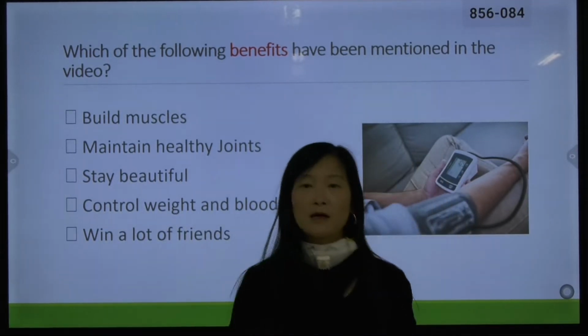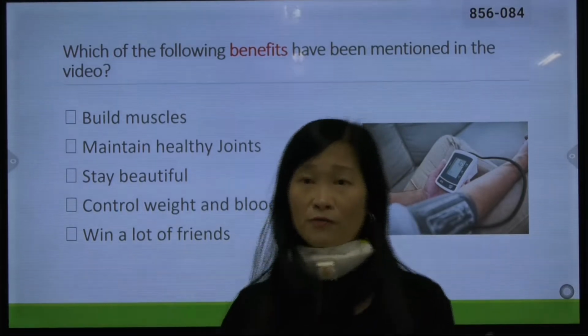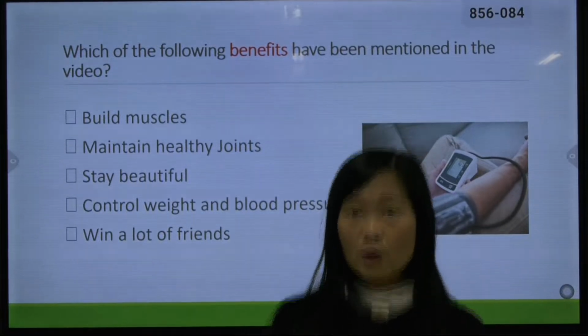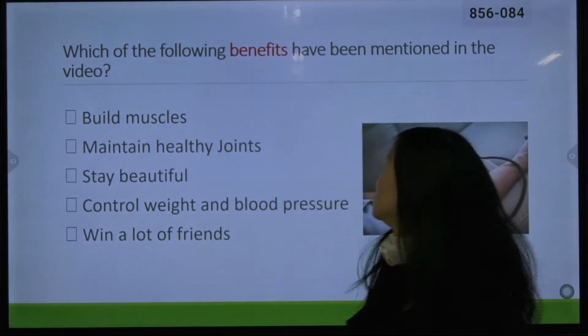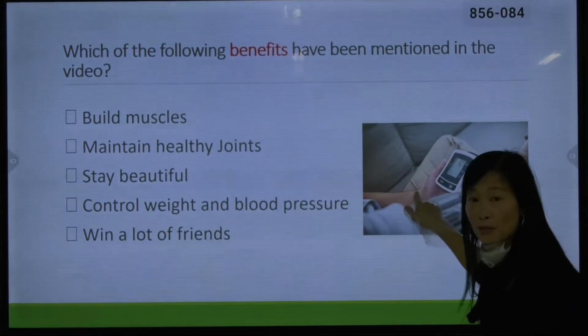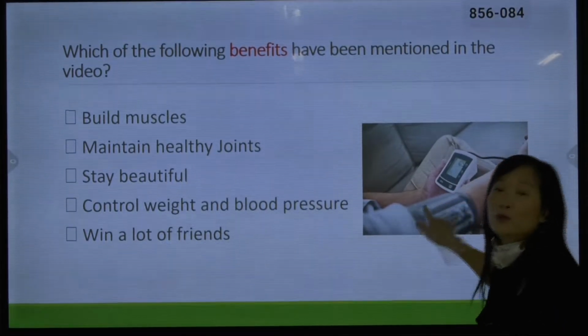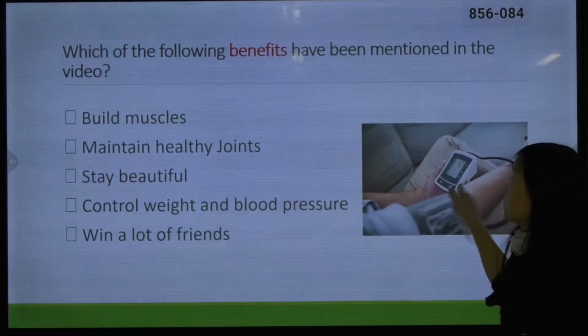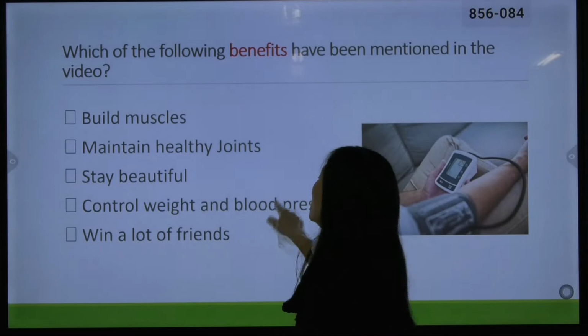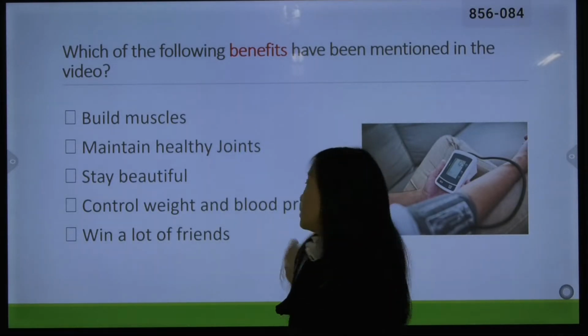Control weight, what is weight? If you are fat, you're overweight. If you are thin, you're underweight. So how heavy you are, the weight. And blood pressure. Old people will always use this to measure your blood pressure. So sports can also help young people to control their blood pressure.